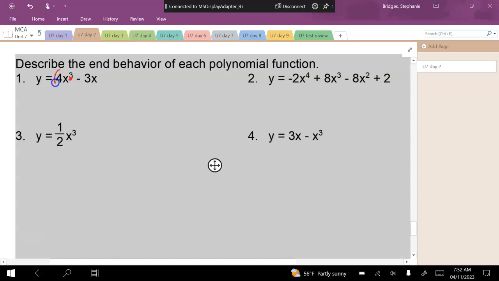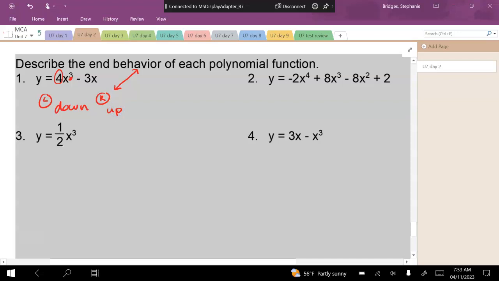What is the number in front of that x to the third? Is it positive or negative? It's positive. So think about a positive slope line. What would my left side be doing? Going down. And then my right side would be going up. Does that make sense?